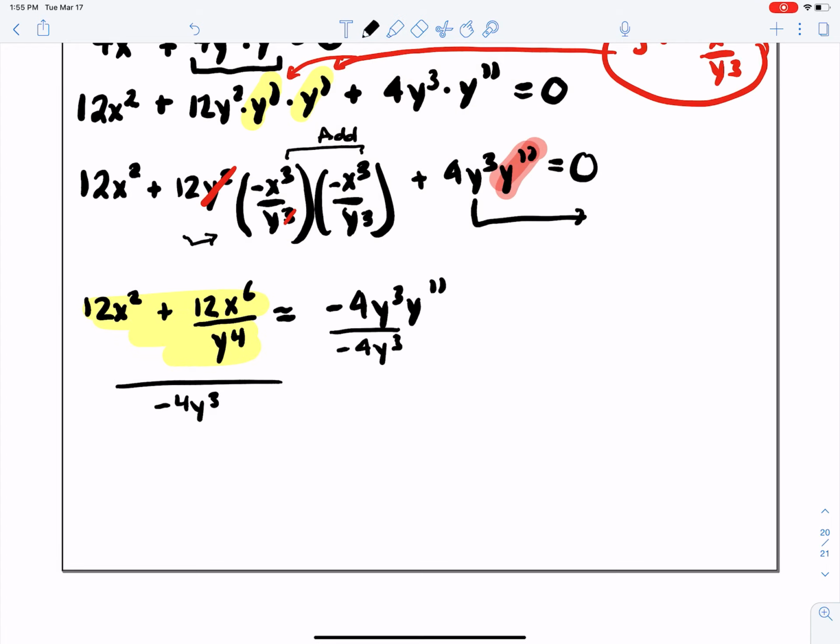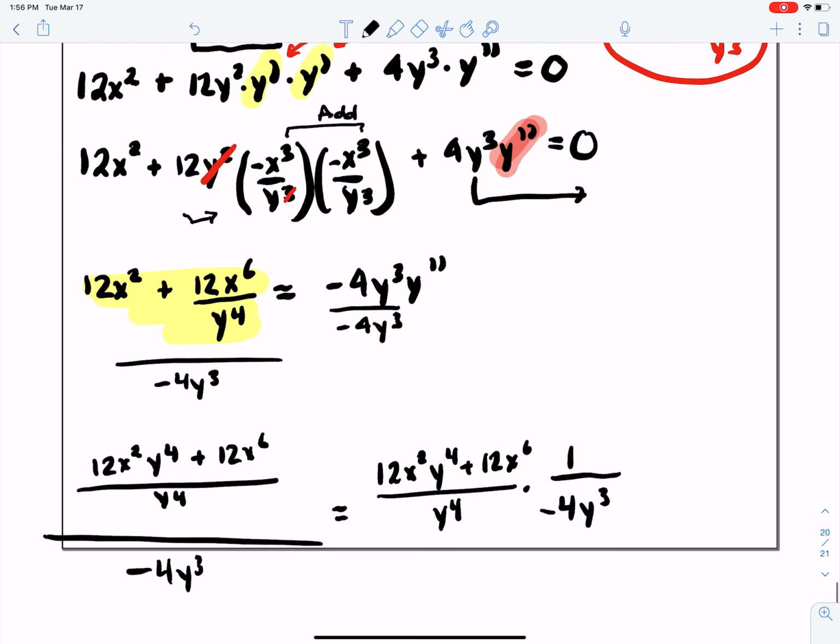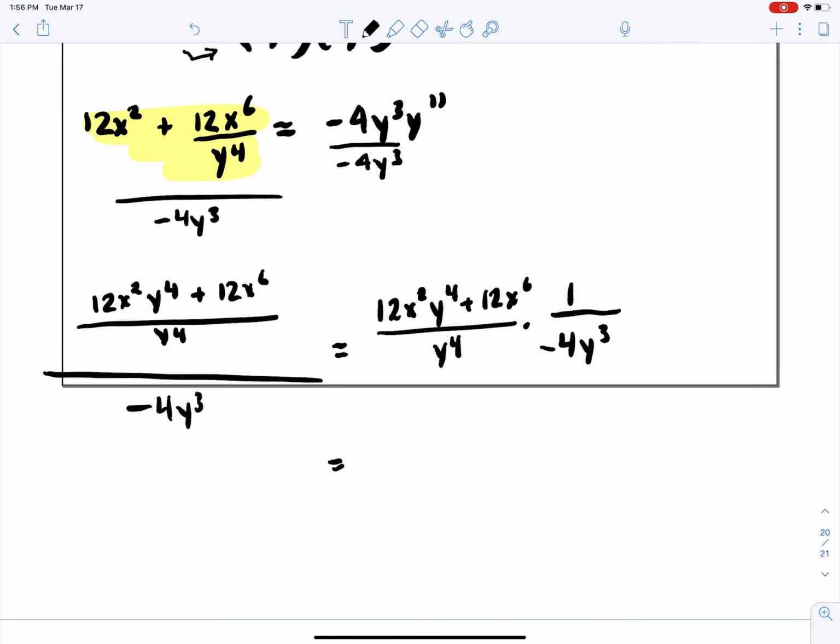I'm going to make a common denominator. So 12x squared y to the 4th plus 12x to the 6th over y to the 4th. That's the common denominator for the numerator, minus 4y cubed for the denominator. And now I'm going to just do my kiss and flip, or multiplying by the reciprocal. 12x squared y to the 4th plus 12x to the 6th divided by y to the 4th. That becomes 4 over 1, so this will become 1 over negative 4y cubed. And then finally, when it's simplified out and done, I'm going to get x squared y to the 4th plus x to the 6th all over y to the 7.